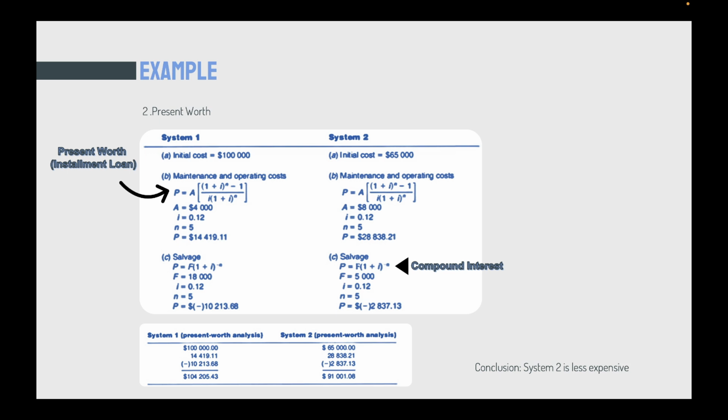For the salvage, you would use the simple equation of compound interest that we learned before: P equals F multiplied by (1 plus i) to the power of minus n. You have your i, n, and F as 18,000 for salvage. So your P would be $10,000 that will come back to you in System 1 and $2,000 will come back to you in System 2. Now breaking those two systems down into our table, you have 100,000 and 14 as cost minus 10, that will be costing you $104,000 for System 1 and $91,000 for System 2. Obviously, if cost is your main comparison, System 2 is less expensive for you with all the factors considered.